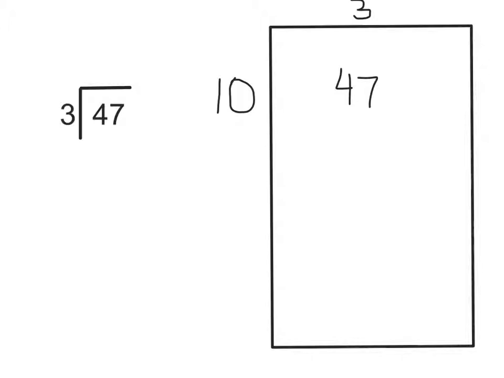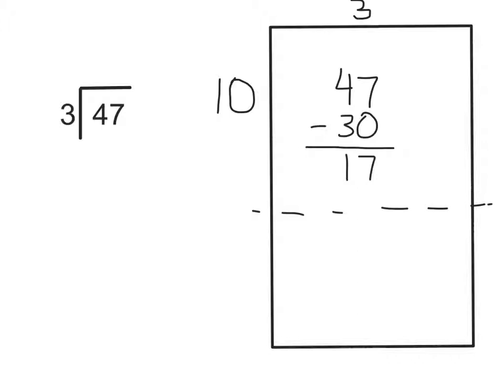Step 1, choose your friendly number. Step 2, multiply that number by your divisor. So 10 times 3 equals 30. Step 3 is to subtract that number from your original dividend. 47 minus 30 is 17. So that means that we have 17 remaining.